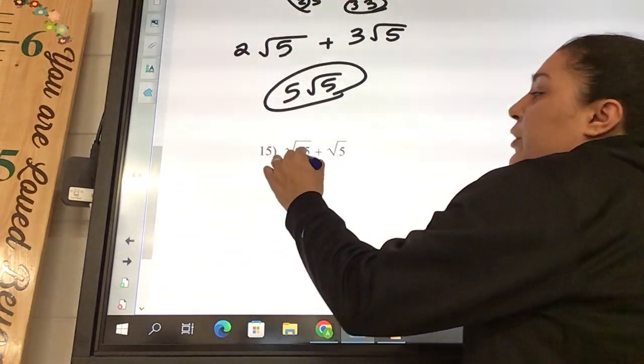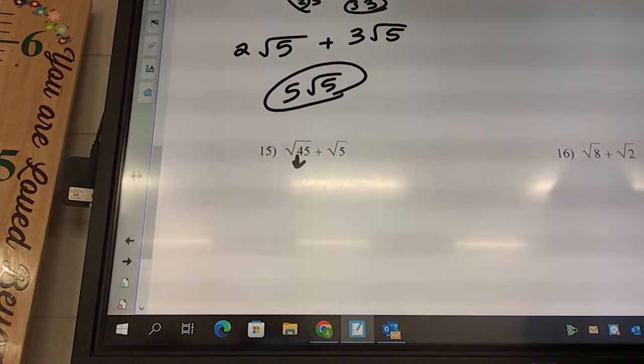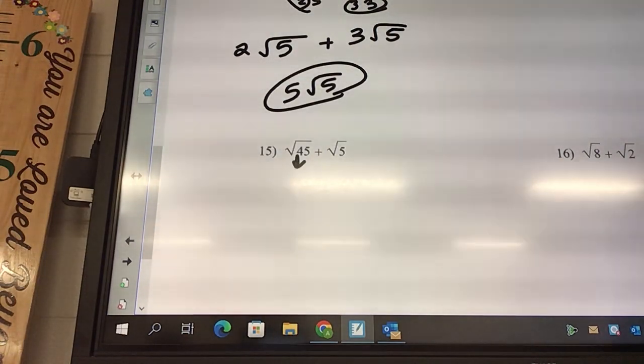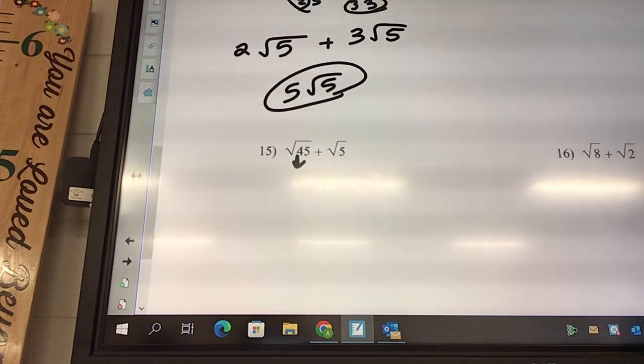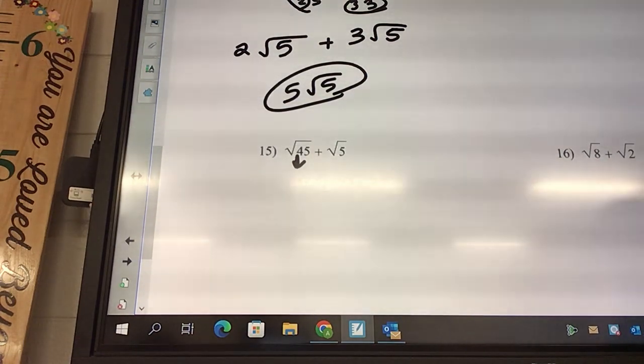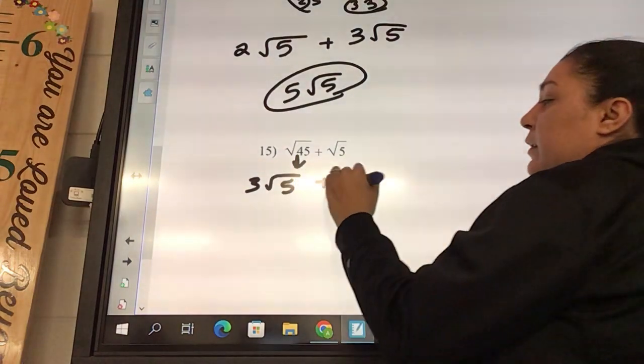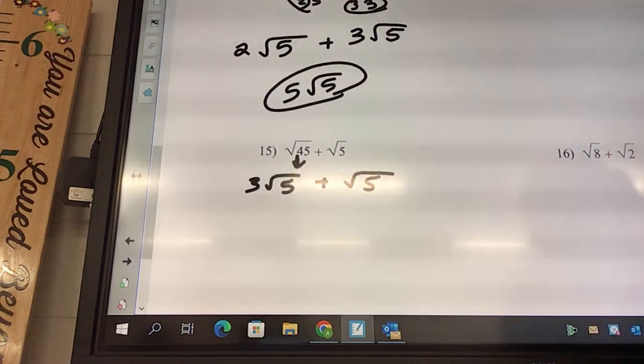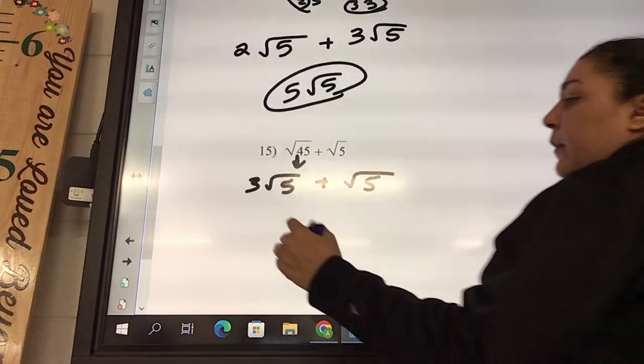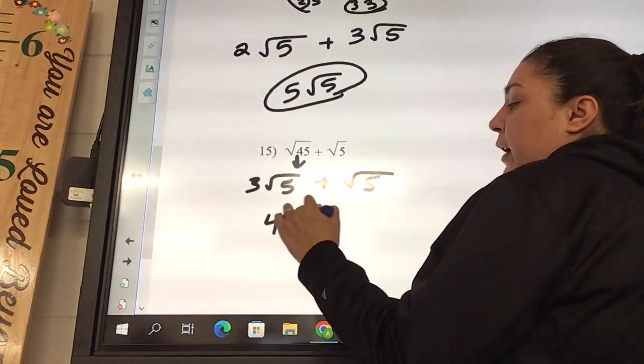Okay, and then we just did a 45. What does that radical become? What does the square root of 45 become? 3 square root of 5. And this one is going to be plus 5 square root of 5. Okay, so what is this going to become? 4 square root of 5.